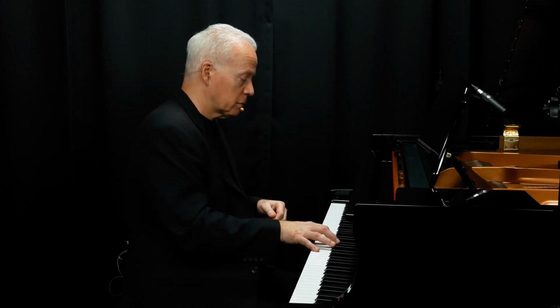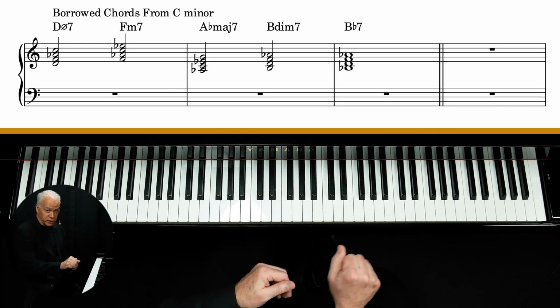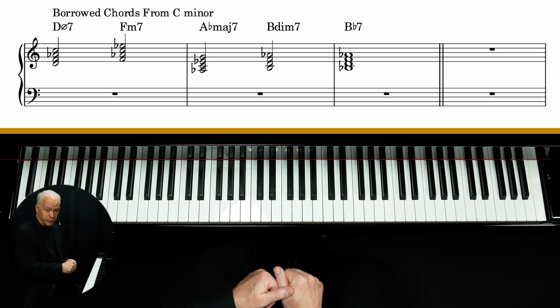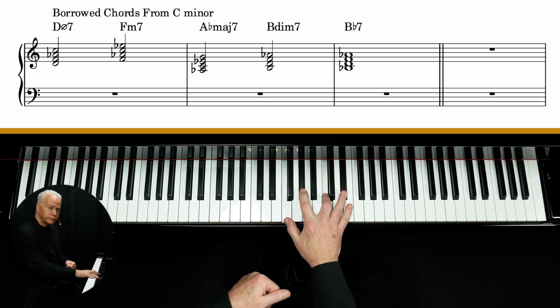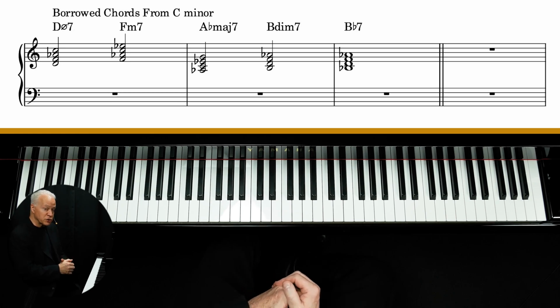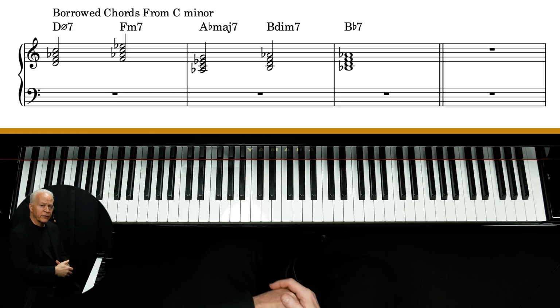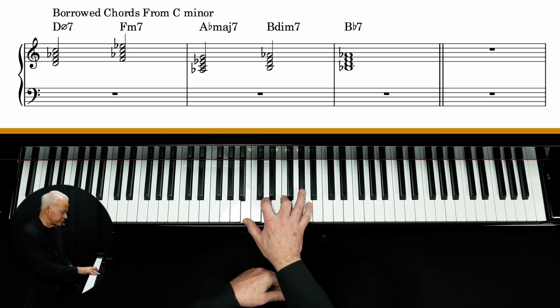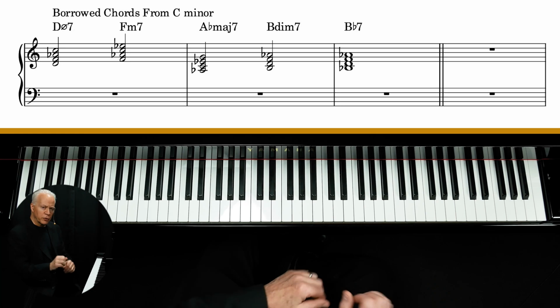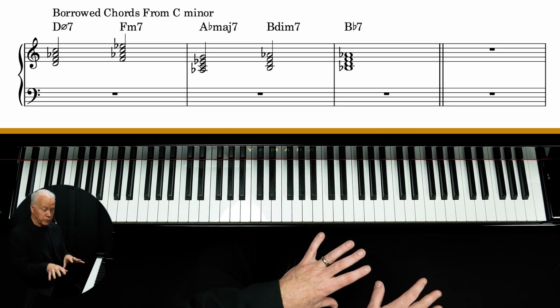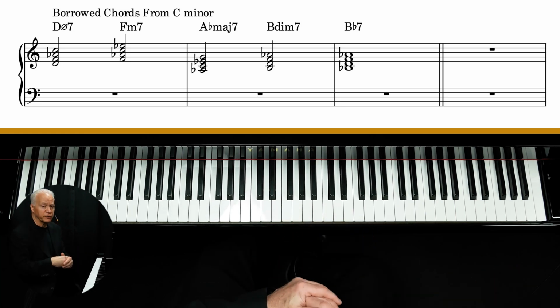So if we're looking at the key of C minor, the most important chords that seem to be used when we use modal borrowing are the 2 chord, D half diminished in the key of C minor, F minor, or the 4 chord, the flat major 6th chord, A flat major 7, and the fully diminished 7th chord built on the leading tone, B fully diminished. Those are all chords from C minor. They're not from C major. We're borrowing them from C minor.